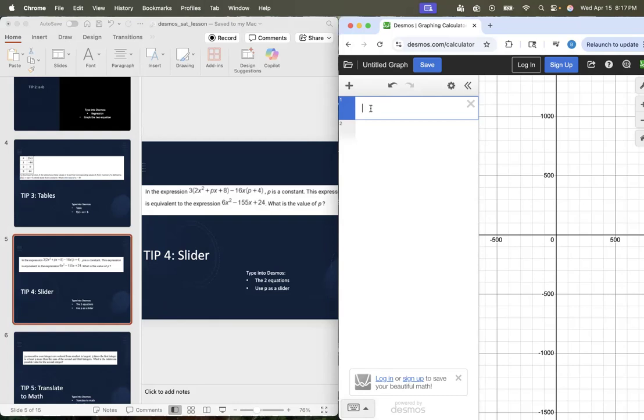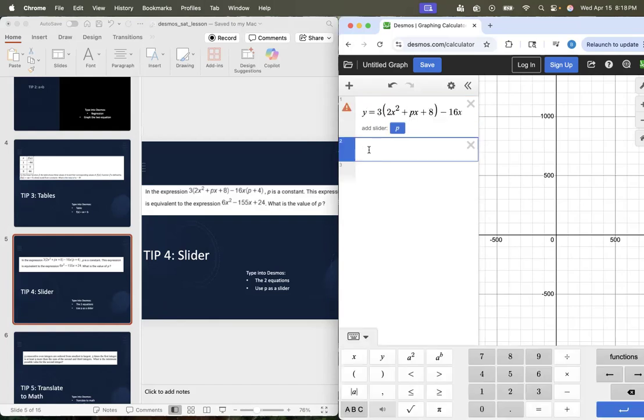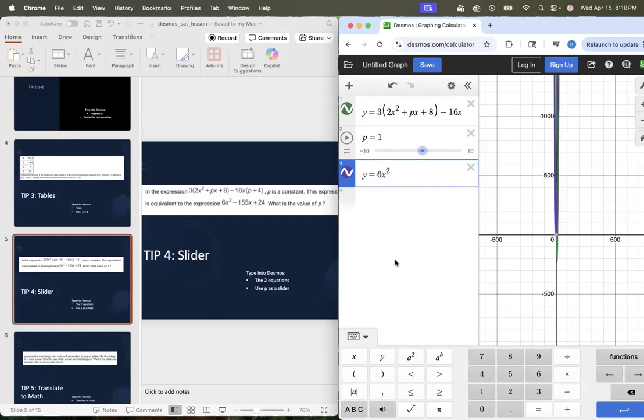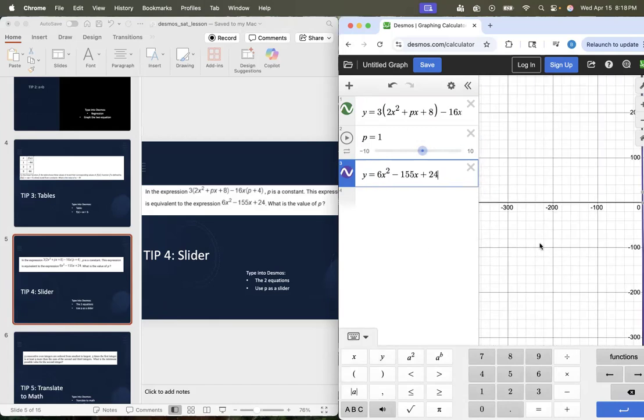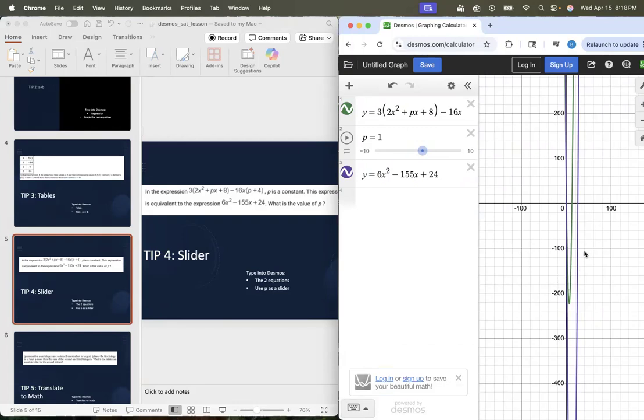The same thing. So what I would do is I would say, look, y is equal to what? So I put in my value, and then it asks me for a slider. So we're going to add p as a slider, but we don't know its value. Then because the expressions are equivalent, you put the second one. You say y is the same thing, is equal to what? 6x squared plus 55x plus 24.